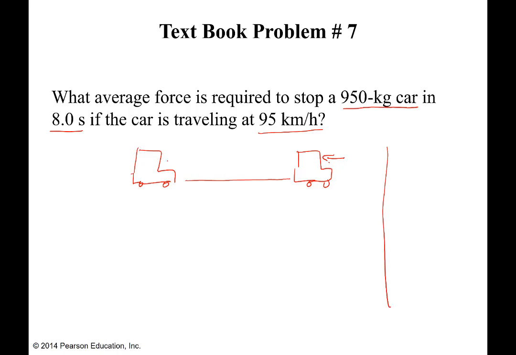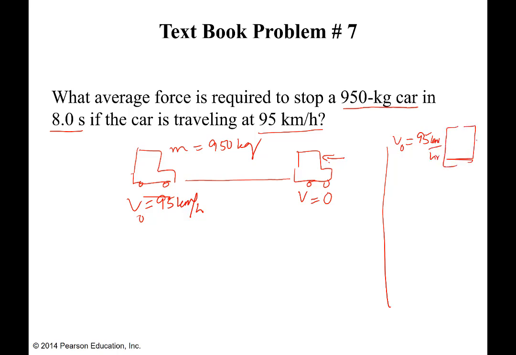What are the stats that are given? The mass of the car is 950 kg. And since you are going to stop the car, the final velocity must be 0. The initial velocity is 95 kilometers per hour, which we are going to go ahead and convert. So v naught is equivalent to 95 kilometers per hour.